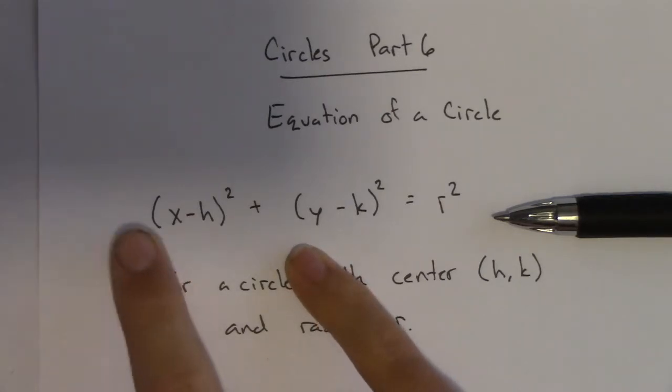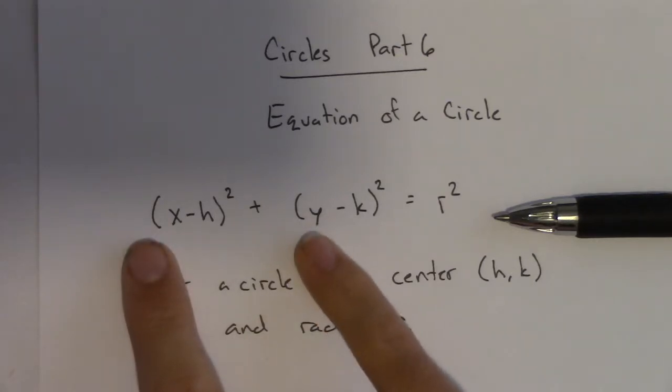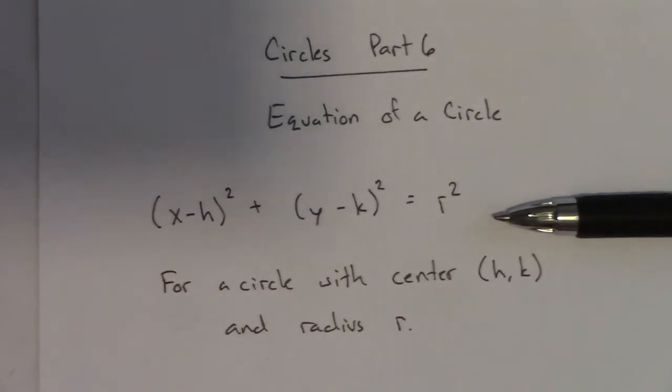So for example, if this one had a 1 in front of x and this one had a 3 in front of y, you would start to get an ellipse because it would stretch in one direction. But as long as it's the same, we do have this circle shape. h, k, and r, really simple. h and k represent the center of your circle, r represents your radius.